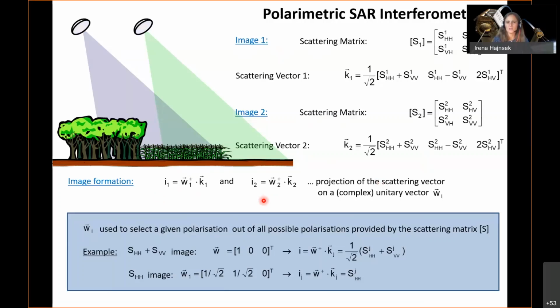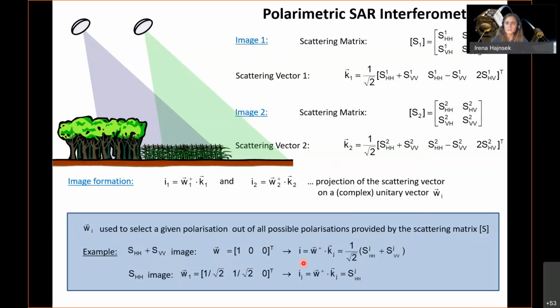So what you build up out of these is in principle the interferogram at the end. But let us look a little at W. If you have a W here, which is used to select a given polarization out of all possible polarizations provided by the scattering matrix, you can see here an example. So let us consider to have an HH plus VV image. Then, in principle, our W vector that you see here consists of this vector combination. So the first one is the HH plus VV.